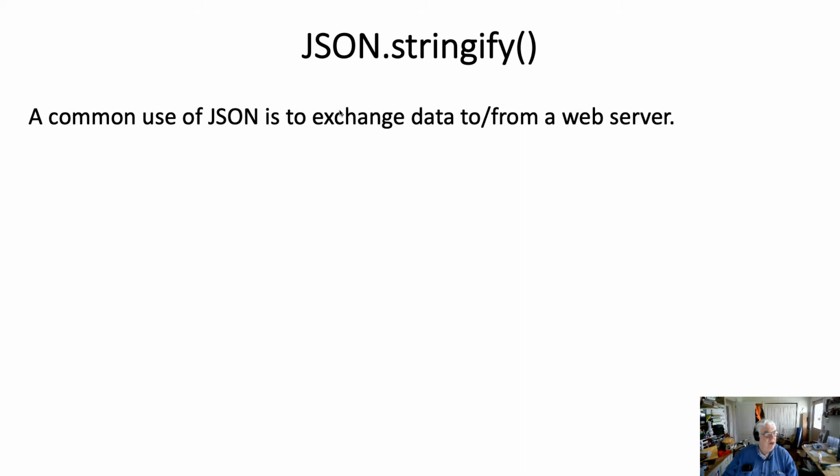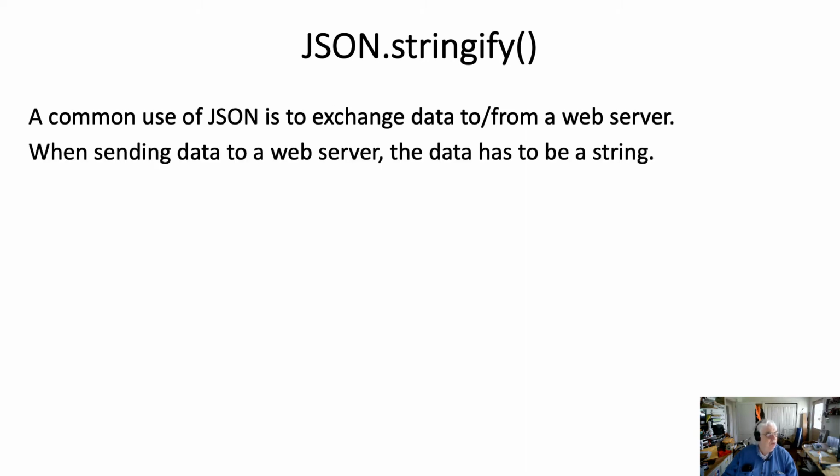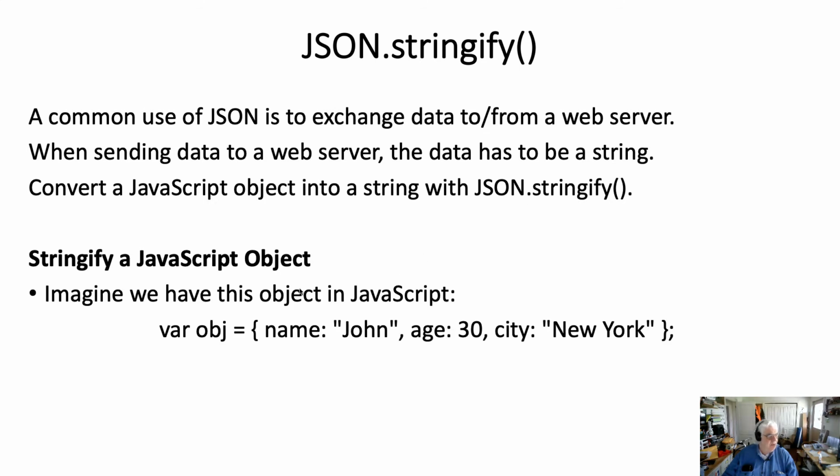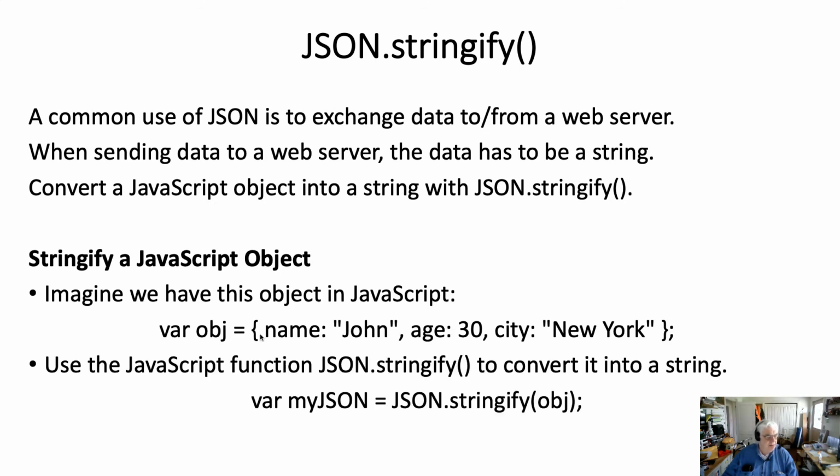And you can go the other way with stringify. When you're sending data, it has to be a string, so to convert an object into a string, you can use JSON.stringify. An example is, you have this object, and you can say var myJSON equals JSON.stringify of the object, and you've converted this object into JSON.